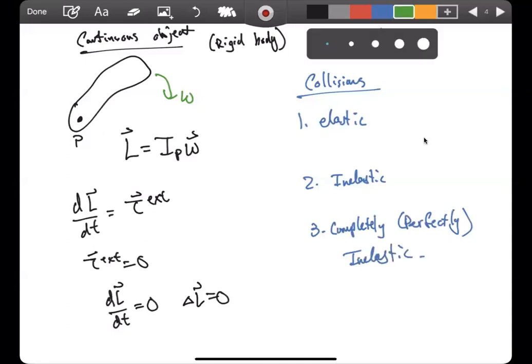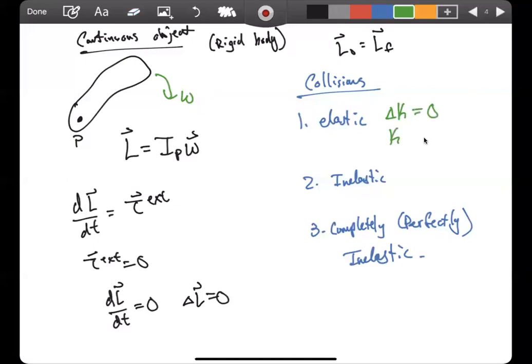What happens in elastic versus inelastic is just that energy is conserved. So here we have, I should just say, total kinetic energy. The change in kinetic energy is equal to zero, which means the net initial kinetic energy must be equal to the net final kinetic energy, which includes both translational and rotational kinetic energy.